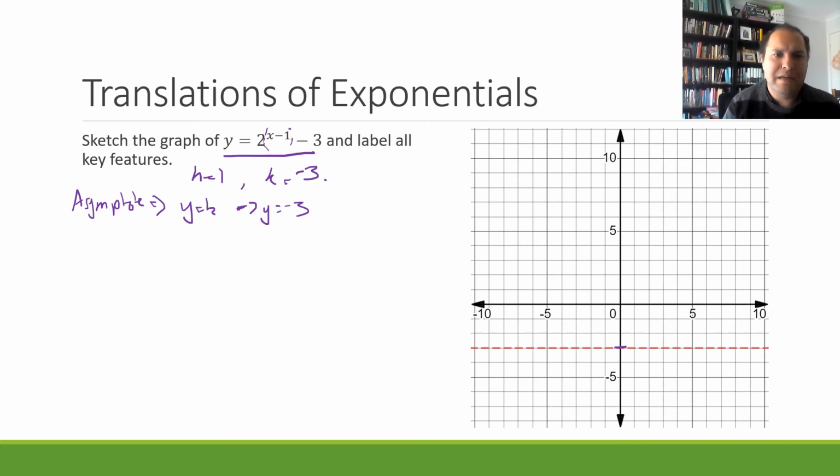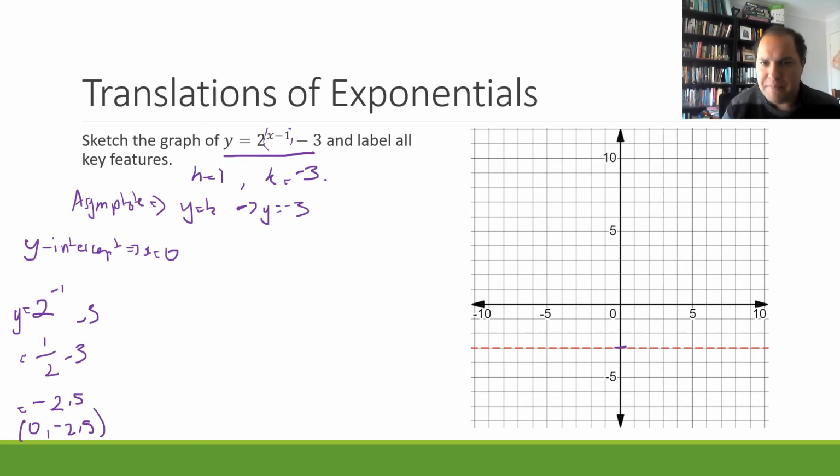Alright, we've got our y-intercept, which means x equals 0. Substituting that in, we'll have y equals 2 to the power of 0 minus 1, which is -1, minus 3. Now 2 to the -1 is just 1 over 2, minus 3, half minus 3 is -2.5. So our y-intercept is 0, -2.5.